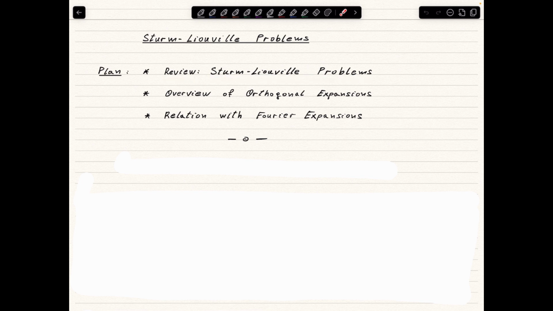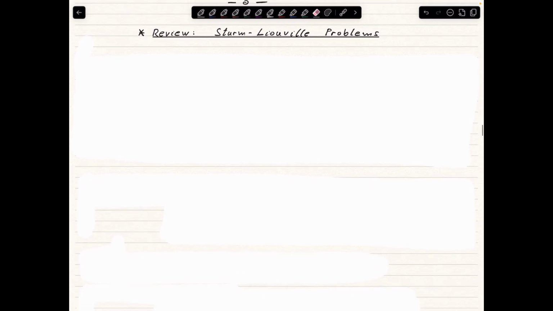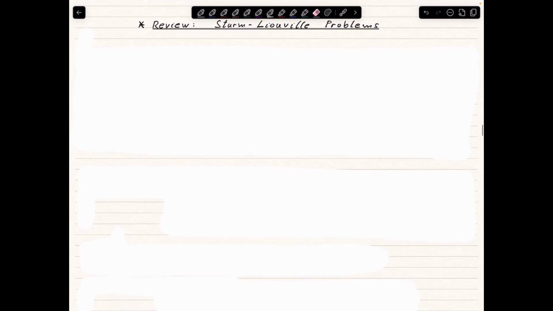Then we are going to focus on the property of orthogonal expansions that the solutions of the Sturm-Liouville problem have. And then we are going to comment on the relation between these orthogonal expansions and more general expansions which are called Fourier series expansions. So that's the plan for today. Let's start with a brief review of what we have seen about Sturm-Liouville problems.